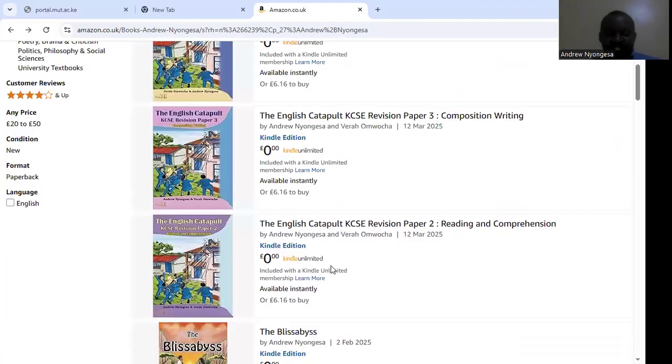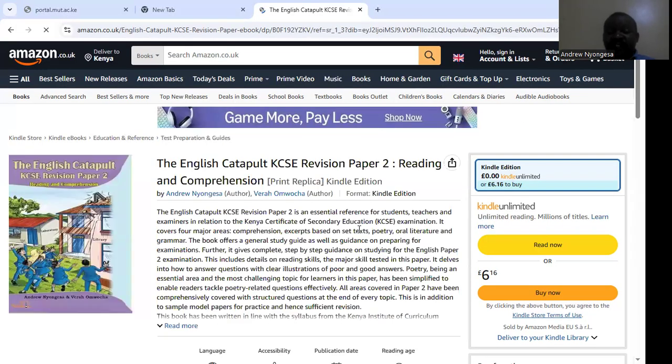Then we have English Catapult KCSE English Paper 2. It looks at the different types of reading, like intensive reading, critical reading. Or we have poetry. This book has more than 200 moods. And I've shown the moods, the tones, and attitudes in high school. The question of describing feelings is very important, and most people don't perform well in this area.